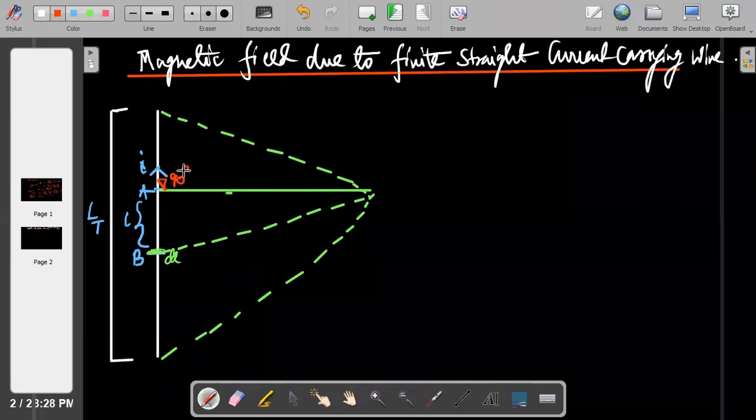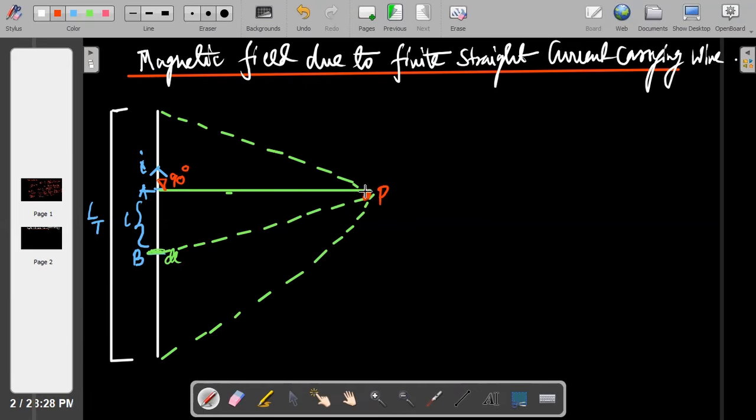Let's say this angle is 90 degrees, and this point is P. This is our constant point. So from DL, we need to find the magnetic field at the point P. Recall the Biot-Savart law. Let this distance be small r, and we are joining these 2 points.